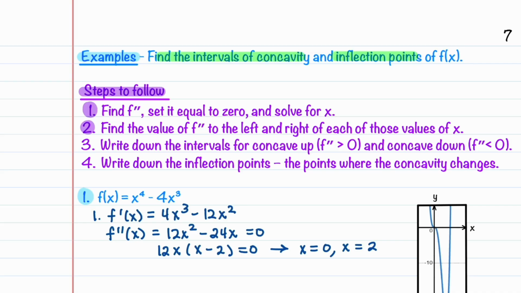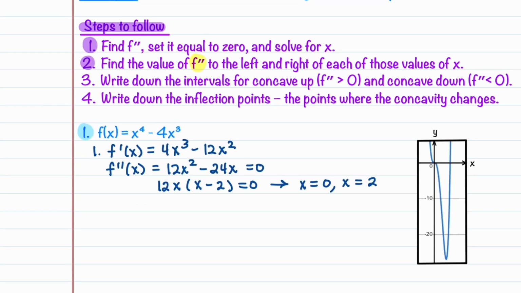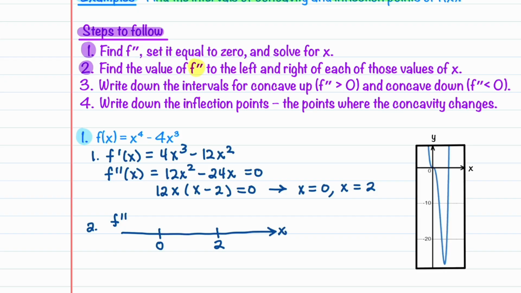We are going to find the value of f double prime to the left and right of each of these values of x. So I think the easiest thing to do is to go ahead and draw a number line. Here's our number line. We're going to put an x there, and we're going to put in the points x is 0 and x is 2. And we're going to be looking at the value of f double prime. So let me highlight f double prime, and that is this value right here.